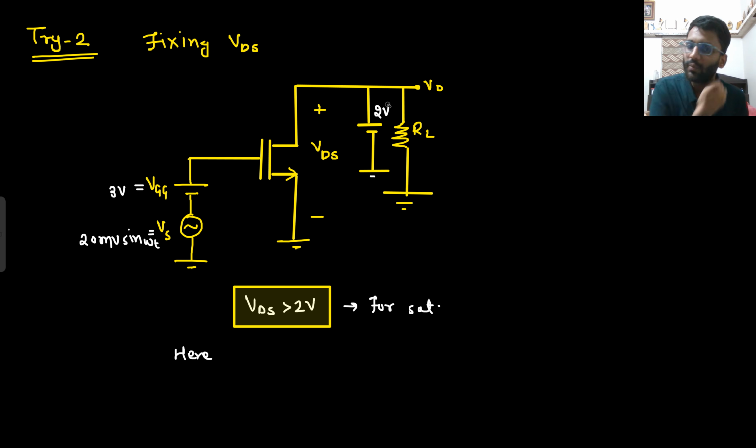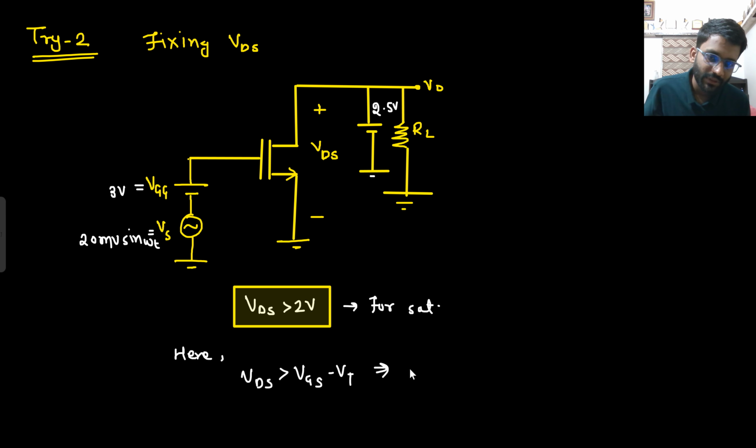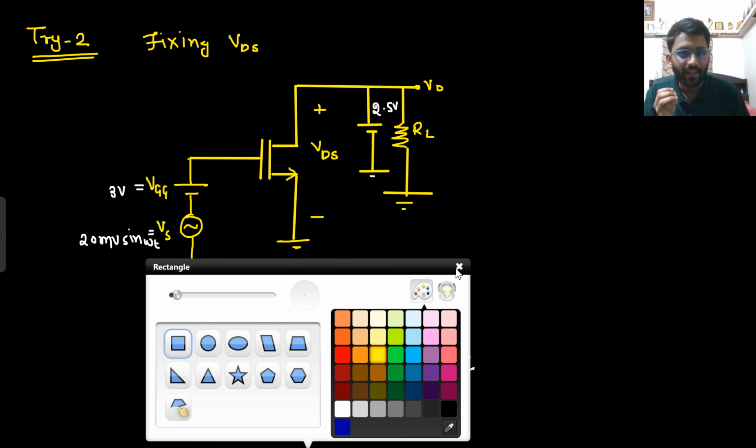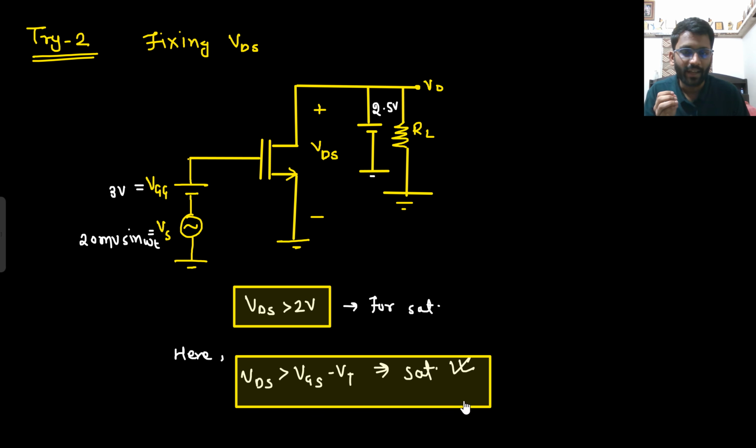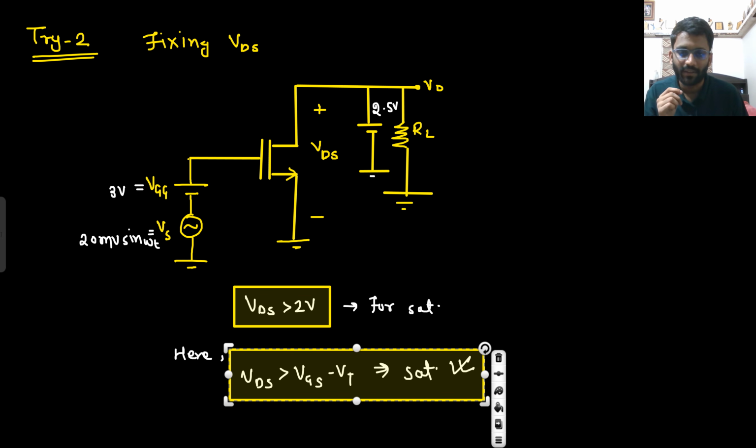You need greater than 2 volt, so let's assume I am connecting a battery of 2.5 volt. Here VDS is greater than VGS minus VT, so saturation is there. We needed saturation region, and here I have ensured that I get my saturation region. But what is wrong here? In this configuration, what is wrong? Output is fixed.